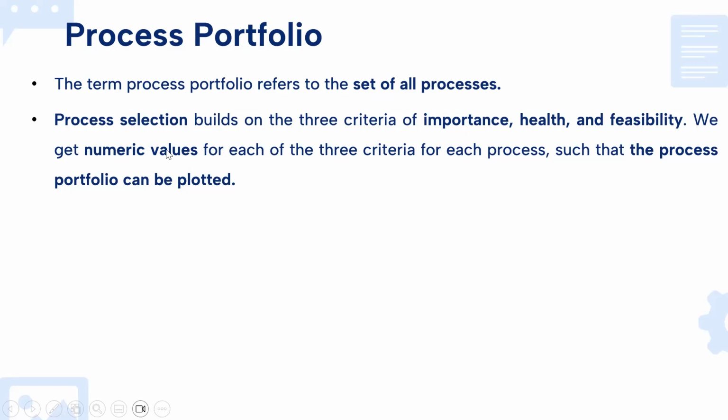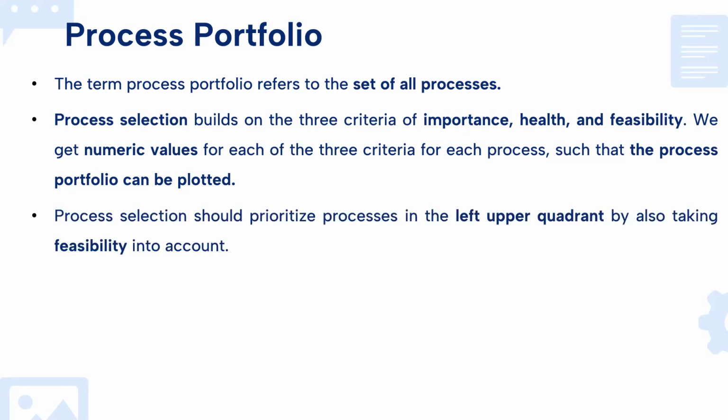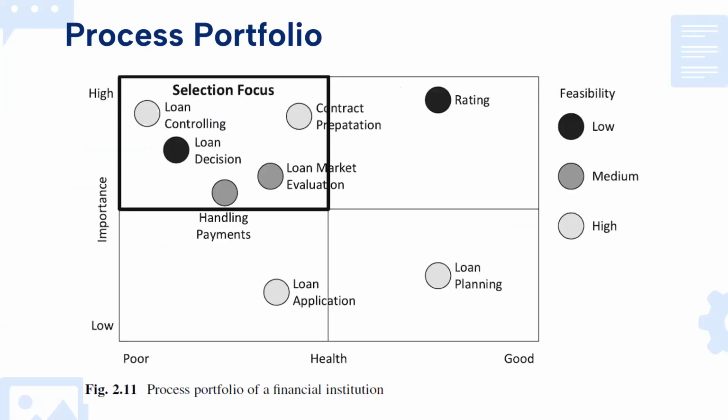Based on these three things, we are going to plot the processes that we have identified in a quadrant which has four quadrants. I will let you know which quadrant we have to select. Most of the time we have to select the processes in the upper left quadrant. Most of the time, not always. We have to identify. I will show a process portfolio.